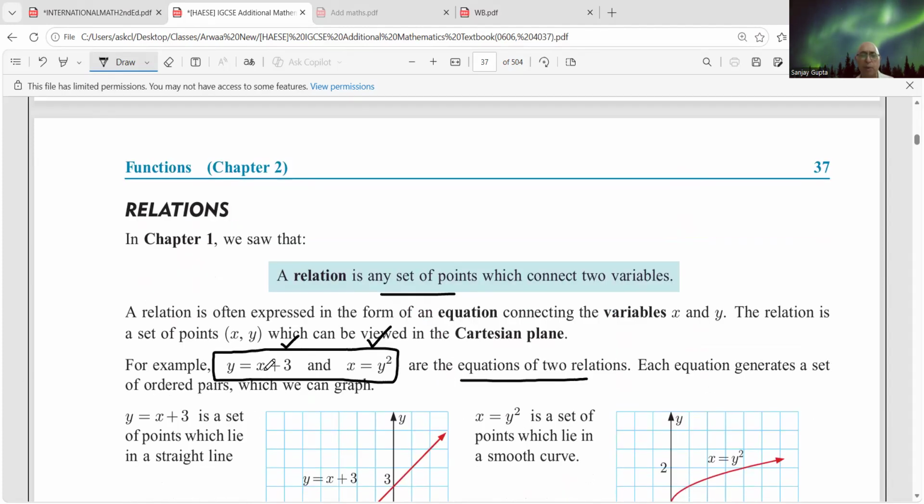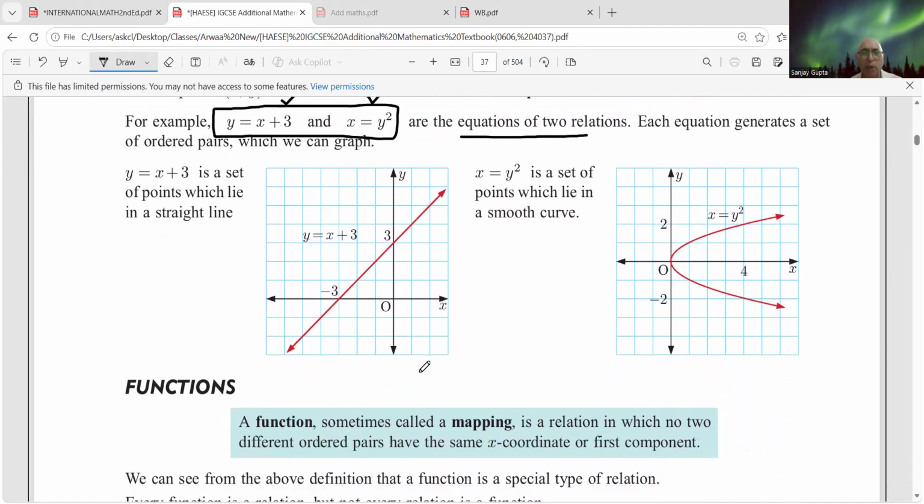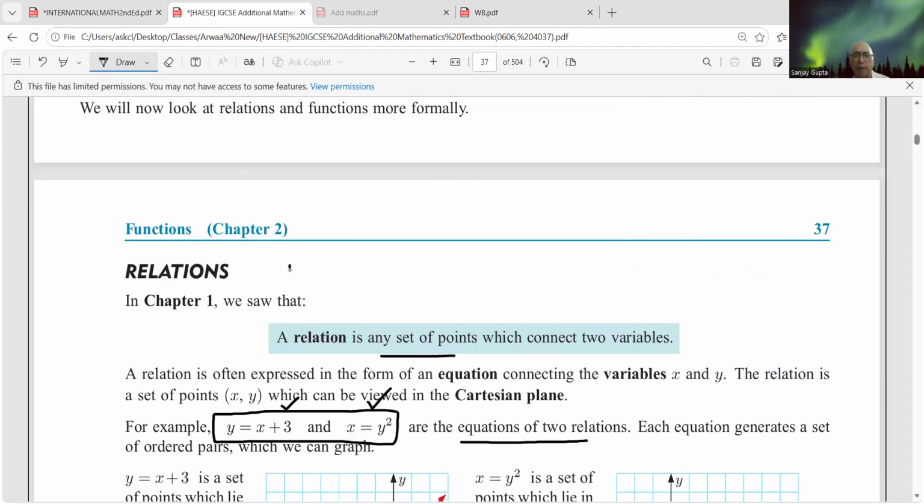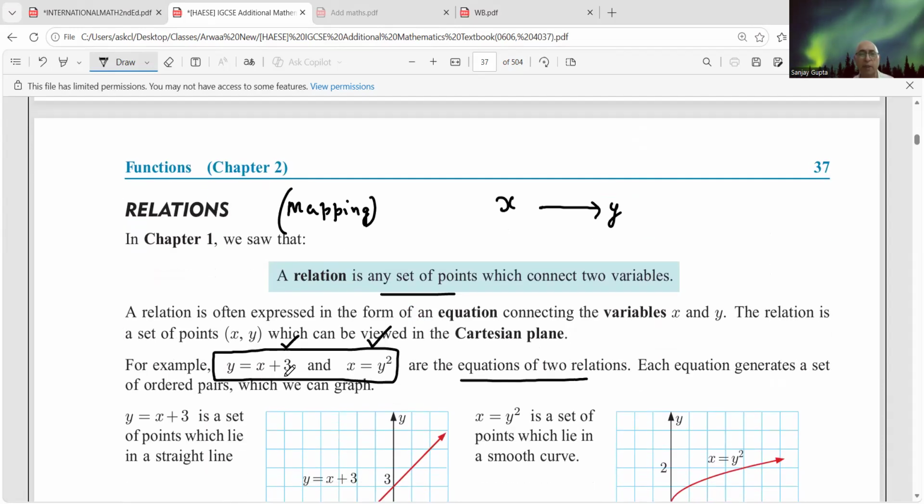So if I have x equal to 3 here, y would be 6. If x is 1, y would be 4. So I'm able to find what is called the relation, the connection between the two variables x and y. That is a relation. Now the question is, when is a relation called a function? The other word for relation is a mapping. So it can be called a relation or a mapping in mathematics. Mapping means for an x value, I know what the y value is. So x is mapped to y by some relation, by some mathematical equation.